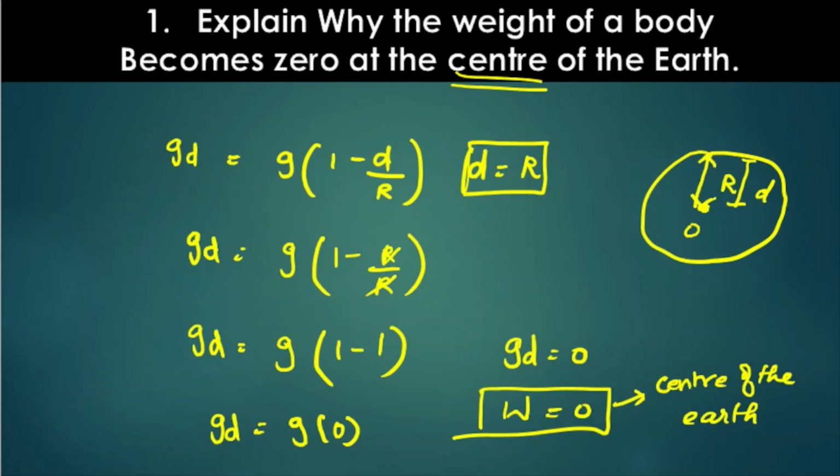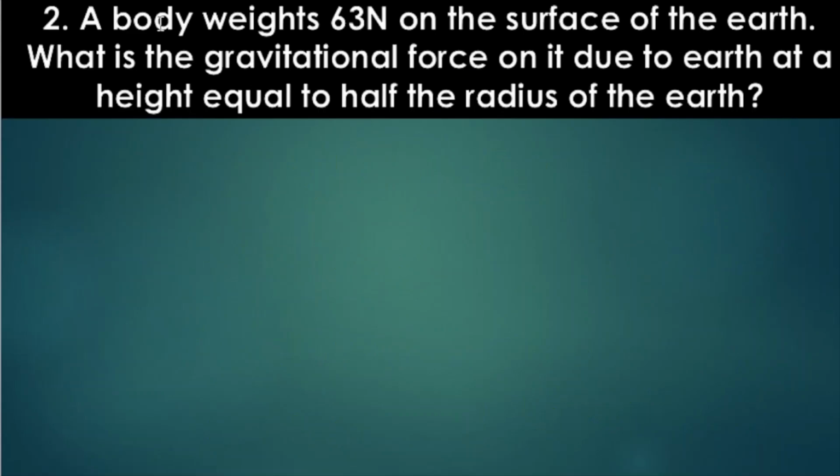Now I'm going to read the question. A body weighs 63 Newton on the surface of the earth. What is the gravitational force on it due to the earth at a height equal to half the radius of the earth? So what is the thing you have to find here? The gravitational force on the body due to the earth. That is what you need to find here.